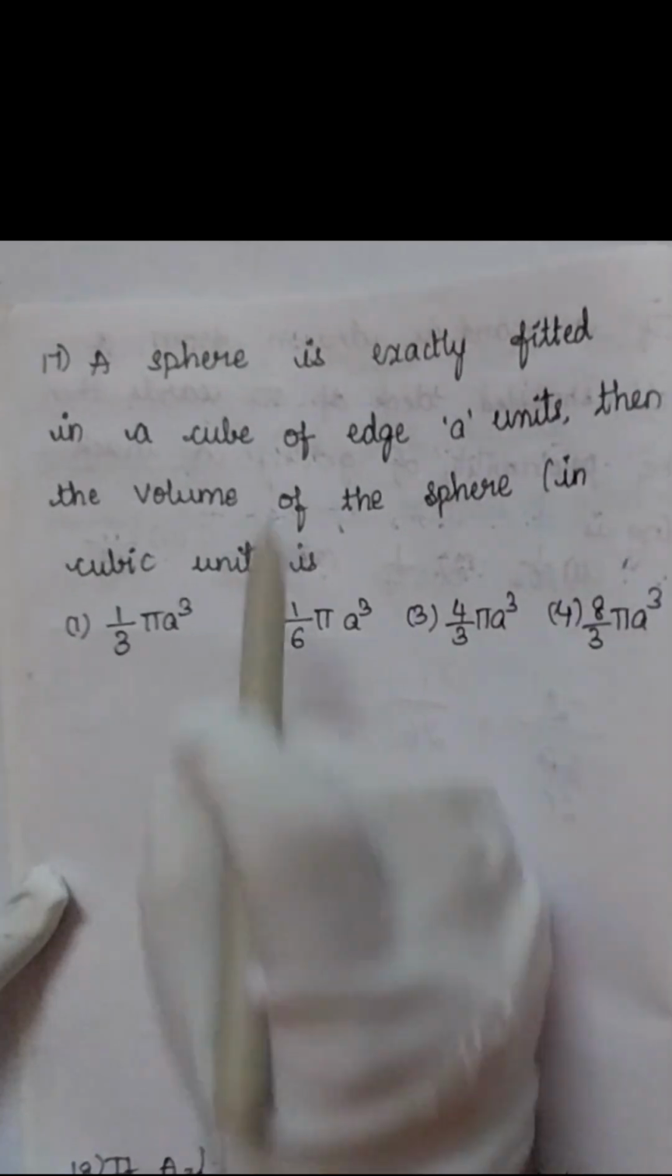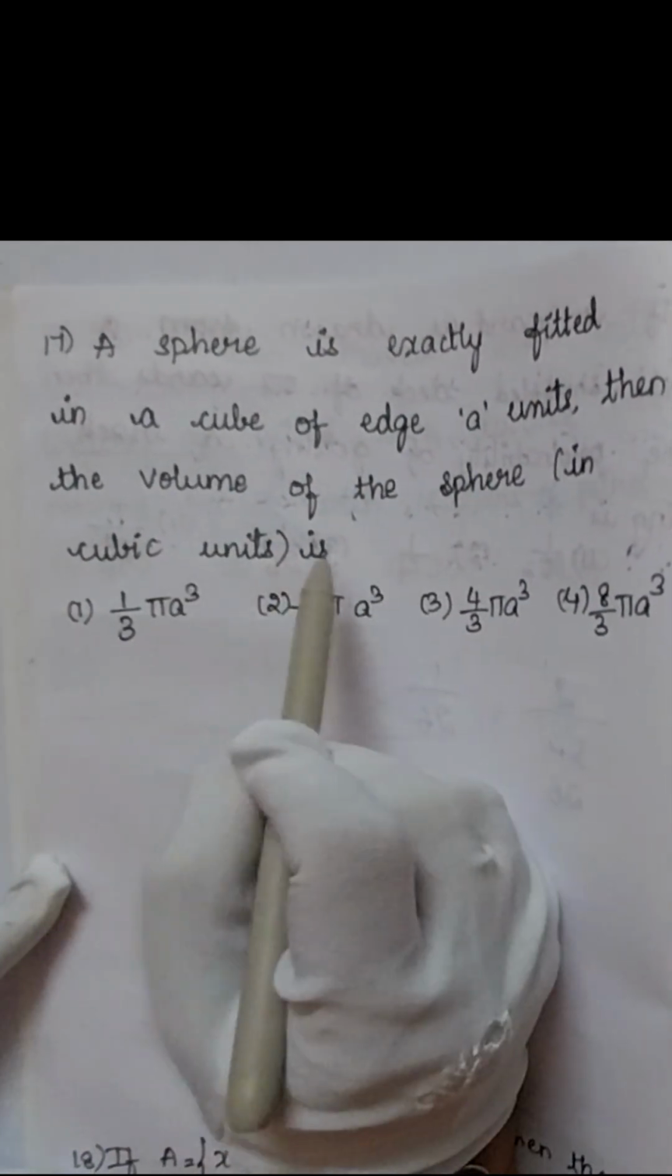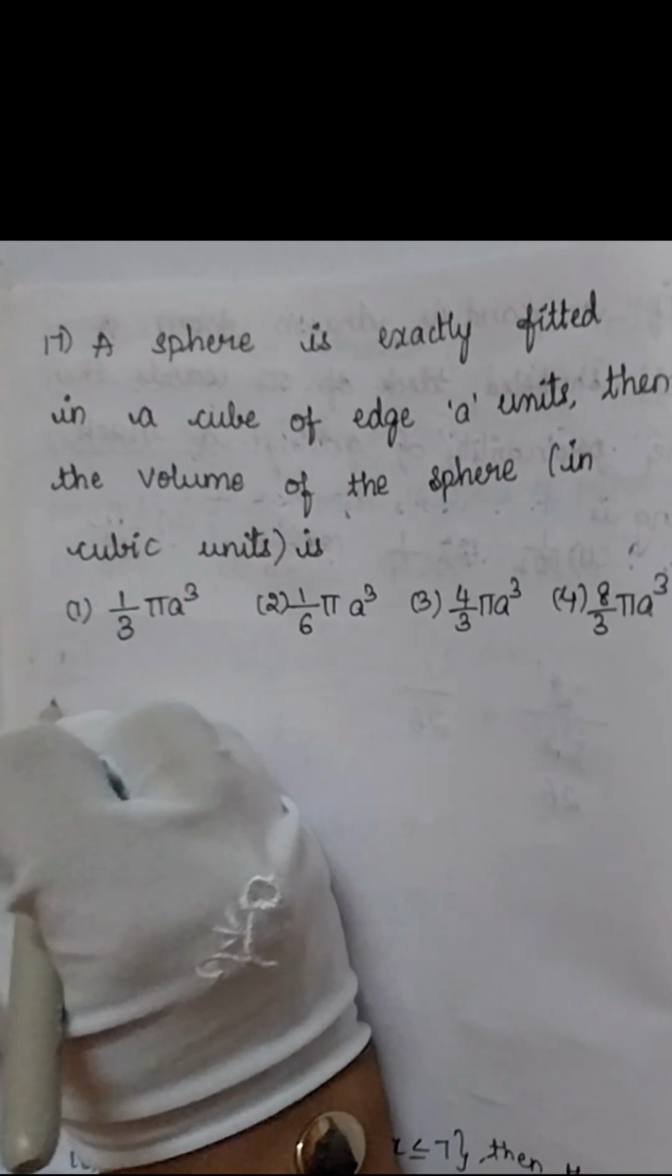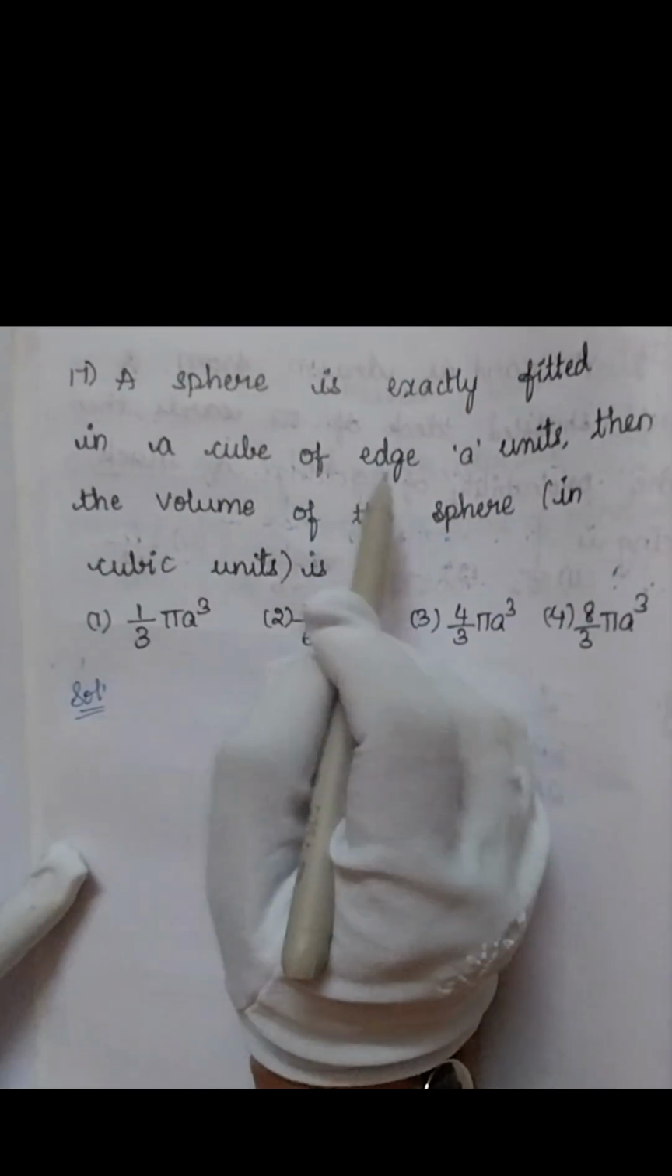So next question is, a sphere is exactly fitted in a cube of edge A units, then the volume of the sphere in cubic units is. So don't skip this type of question. This type of questions are actually very easy. Okay. Sphere is exactly fitted in a cube of edge A units.